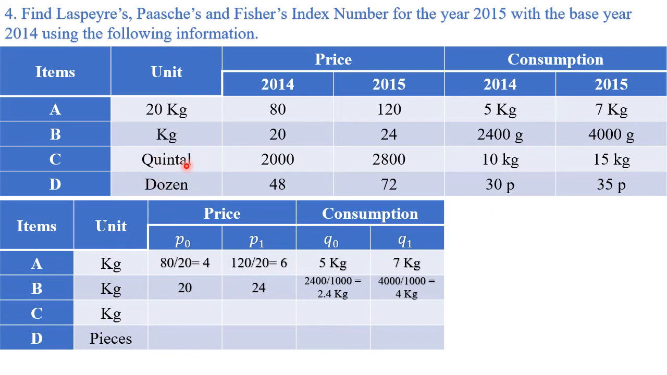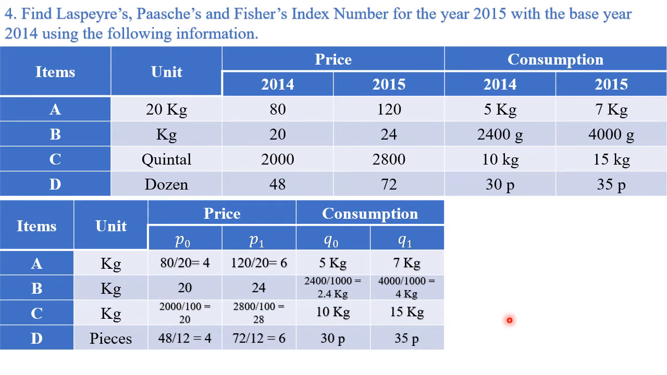Next, I am dividing quintal by 100 to get kg. So this price will also be divided by 100. So 20 rupees per kg and 28 rupees per kg. Of course, the consumption is not going to change here. Next, pieces. So I am converting dozen into pieces. Dozen means 12 pieces, so I will be dividing my prices by 12. So 4 rupees per piece and 6 rupees per piece. That's what I'm going to get here, and the consumption is going to be the same. So now this is the new table.